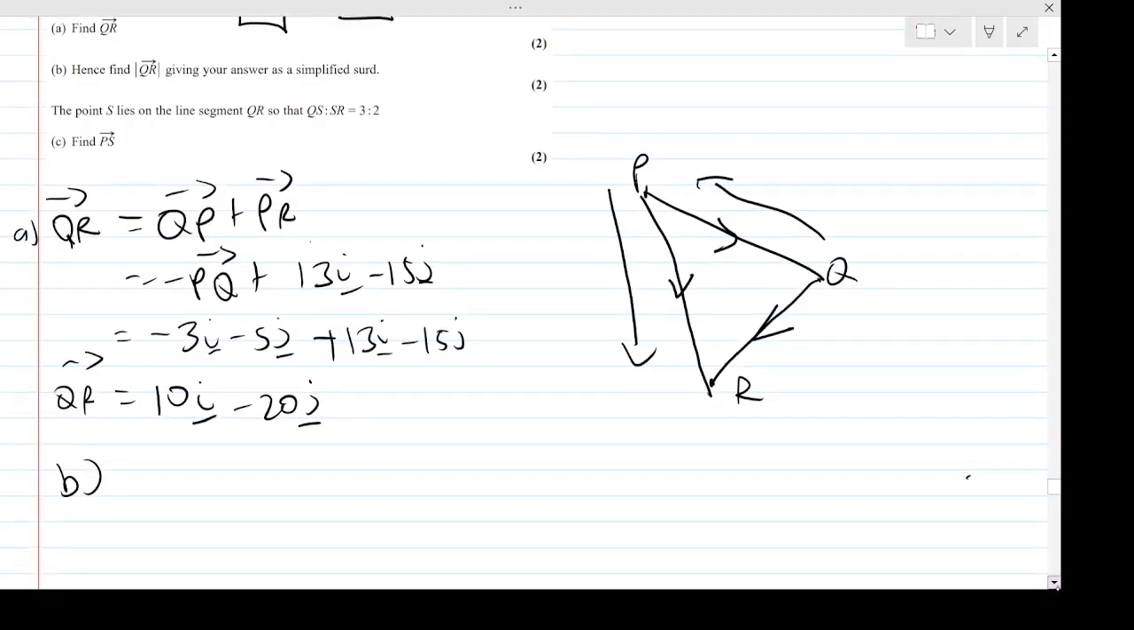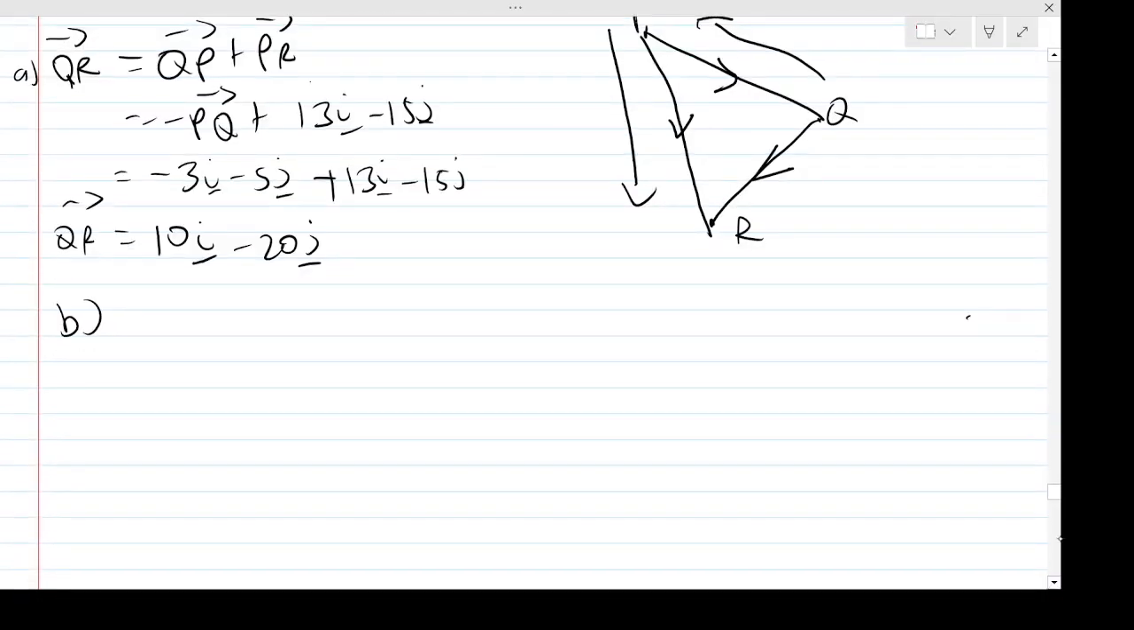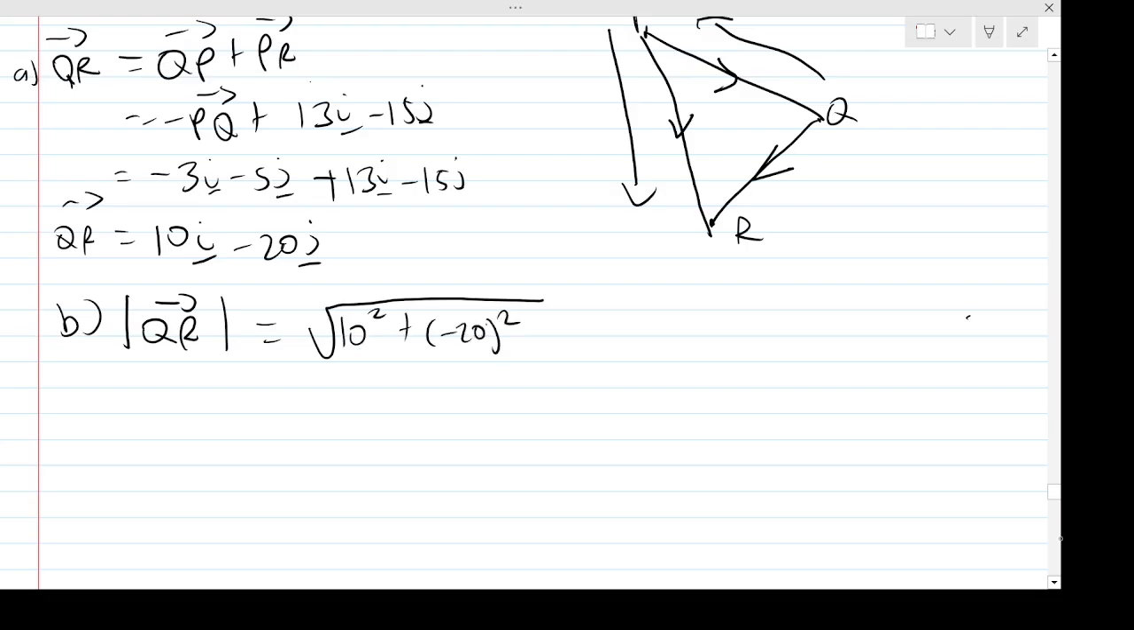Then for part B, it said hence find the length of QR as a surd. Okay, so that shouldn't be too weird either. So then the length, the modulus, the magnitude of the vector QR. Then the magnitude of this vector we just worked out. Again, that's going to be the root of the two parts all squared. So 10 squared add minus 20 all squared. If I do that in the calculator, then I get 10 root 5. Okay, cool.